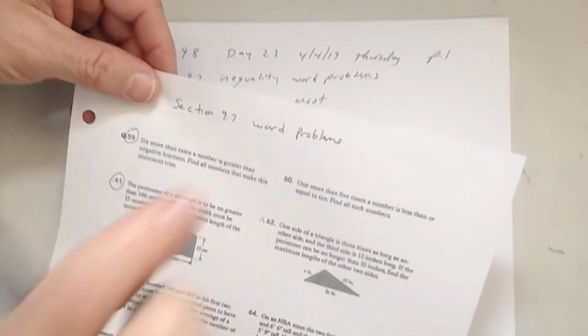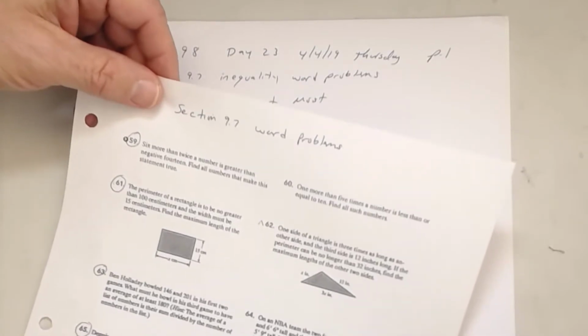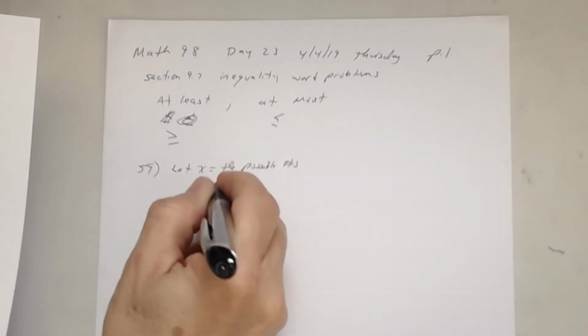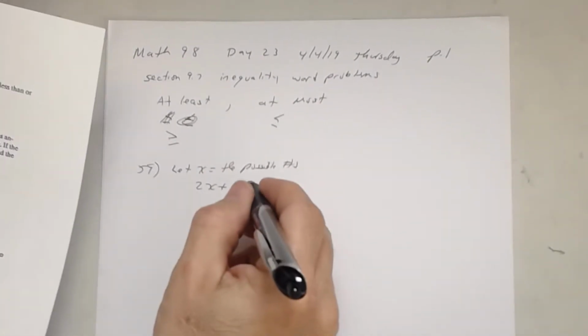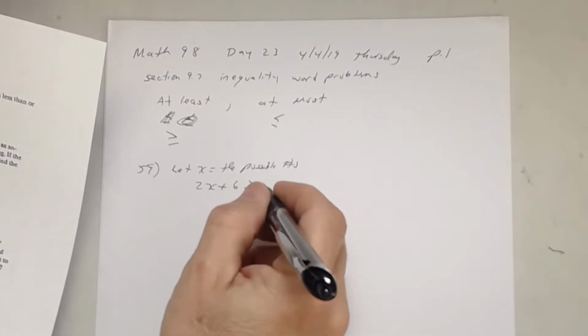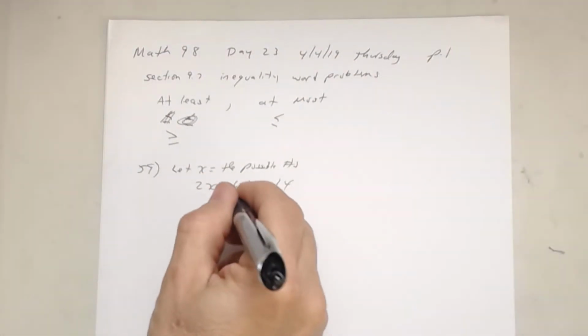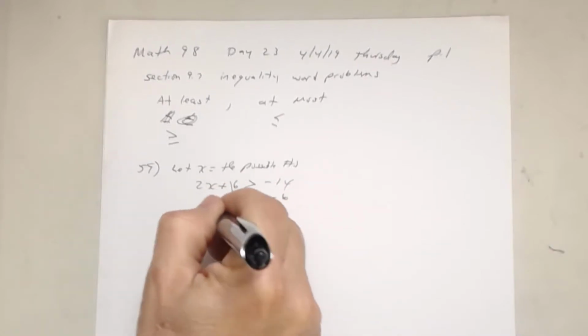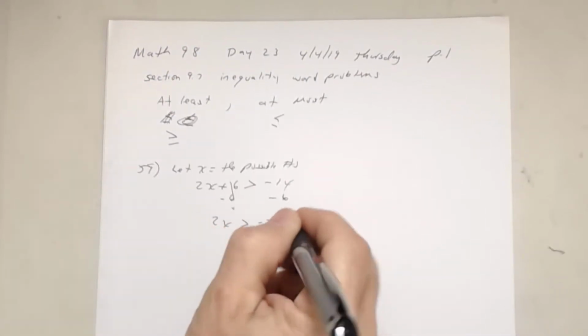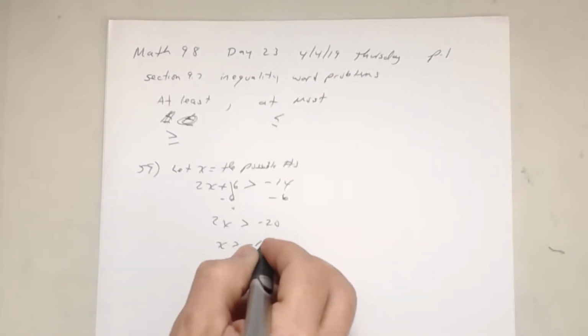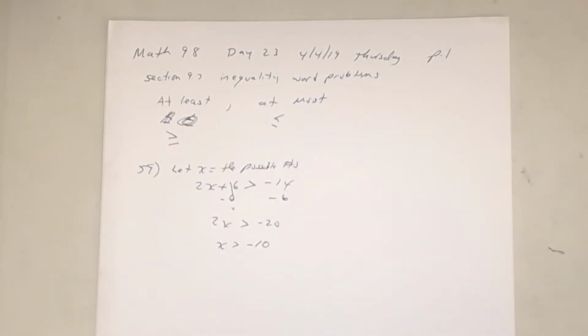All right, so using that first statement, 6 more than twice a number, how does that expression look? 2x plus 6, okay, or 6 plus 2x, right? So 2x plus 6 is greater than negative 14. And there's your inequality statement. And all you got to do now is just solve for x. So what's the next step? And so 2x is greater than negative 20, and so x is greater than what? Negative 10. All right, so the question is, find all numbers that make this statement true.